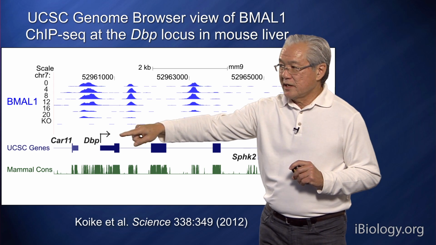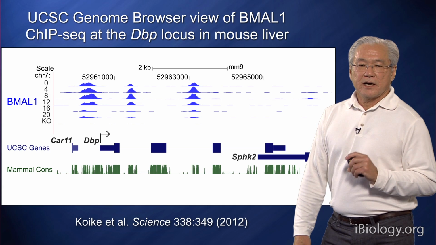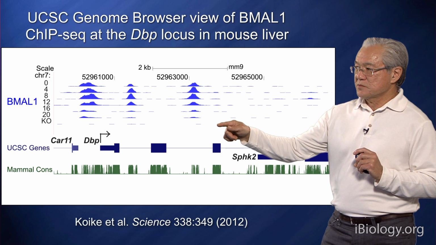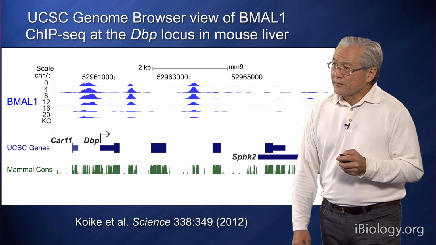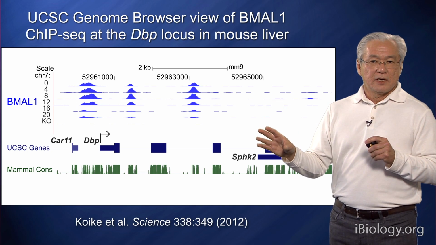And then this final lane here, labeled KO, is a knockout mouse control for BMAL1, which is a control for antibody specificity. There should not be any binding, as you can see. So that's just one factor at one gene.